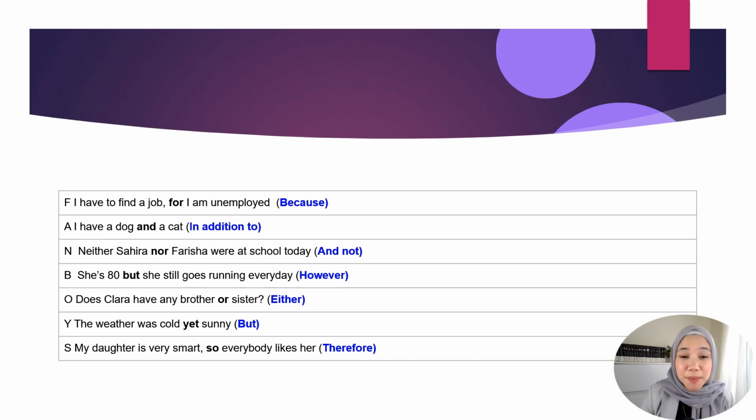Cuaca sejuk tapi cerah. My daughter is very smart, so everybody likes her. So here means therefore, which means jadi. It carries the same meaning as so that you know.